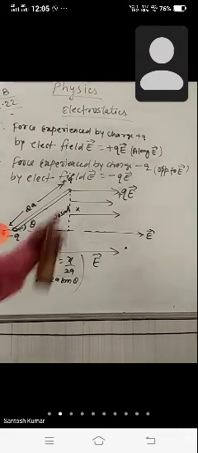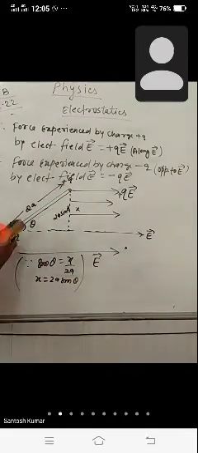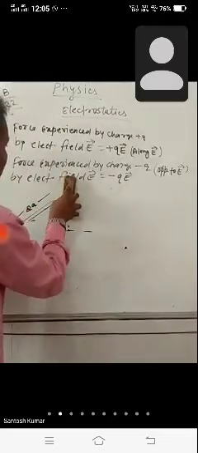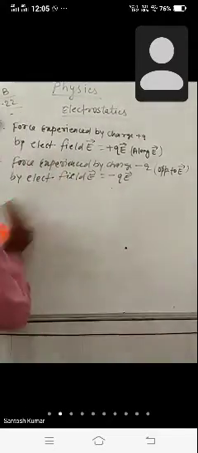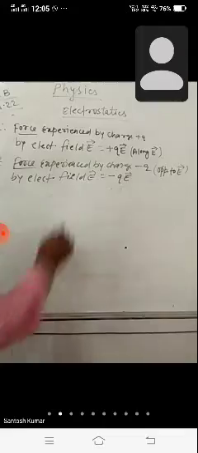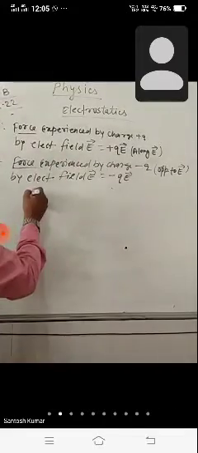So two forces are there, one at this point, one at this. The total we have to find. Now I'm going to erase. So the total force, these are the forces I have given here. So the total force experienced by this dipole.